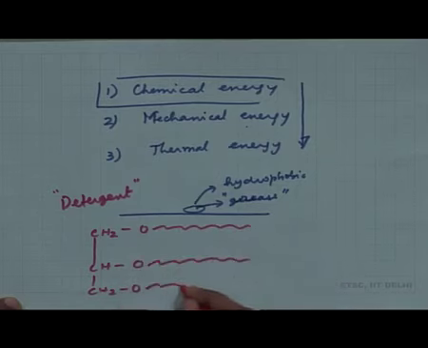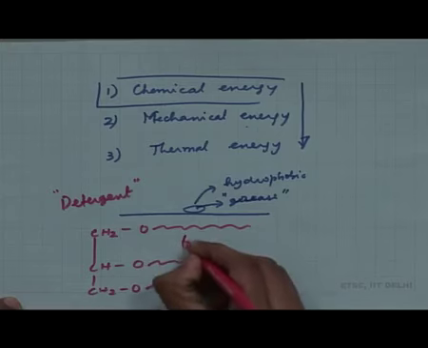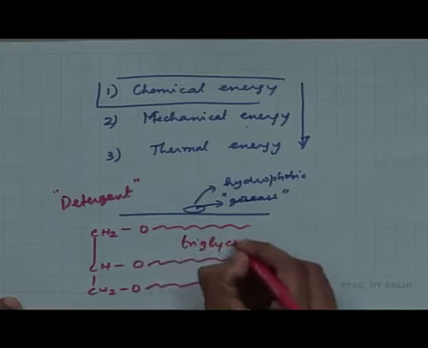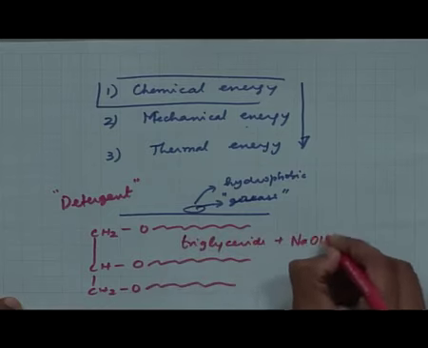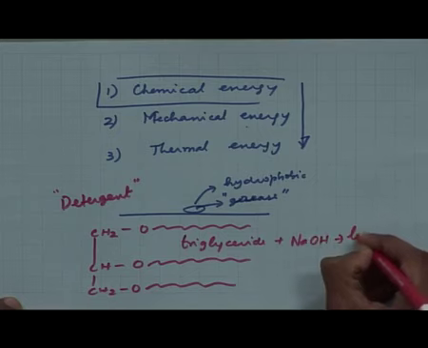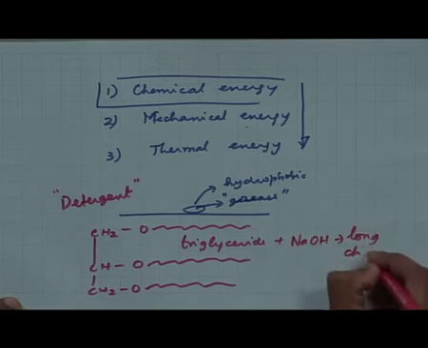When you hydrolyze this, this is a triglyceride it is called, and you treat this with sodium hydroxide and you will get this long chain fatty acid. This is how soaps are made.